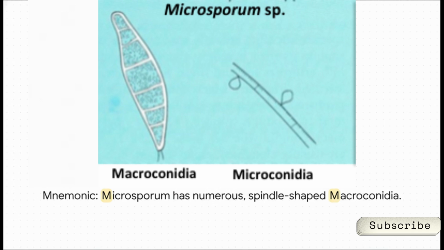Now look at this, a totally different picture for Microsporum. The mnemonic here is M for massive macroconidia. Look at them. They're numerous, they're thick-walled, they're spindle-shaped. They are the absolute star of the show. If you see these big, beefy macroconidia, you are looking at Microsporum.